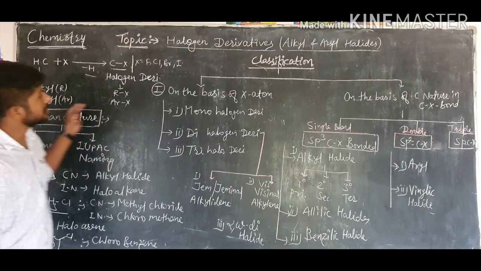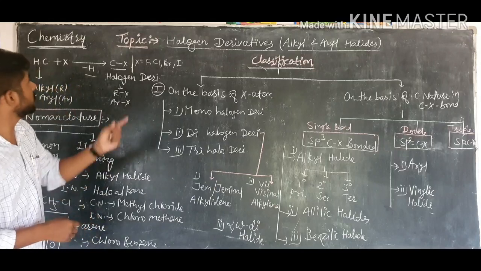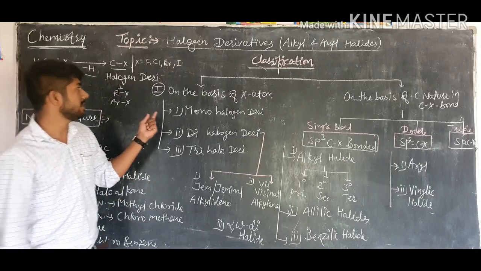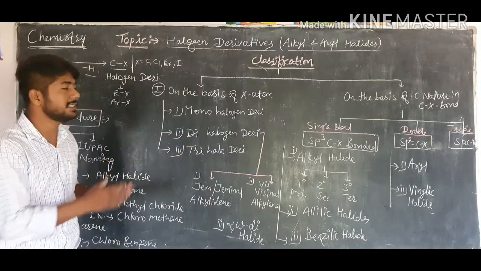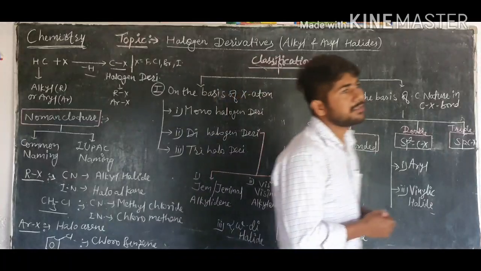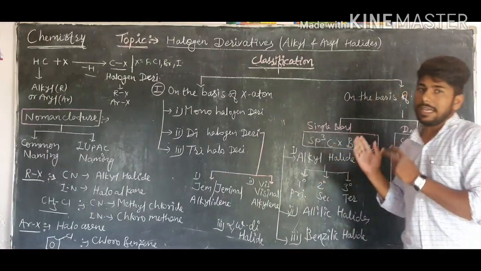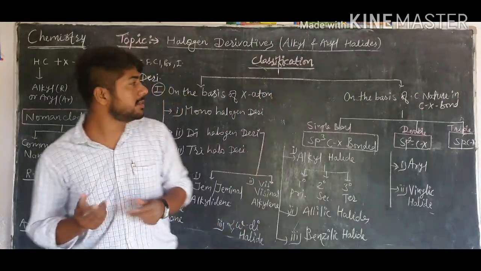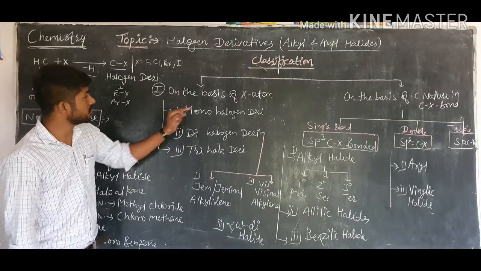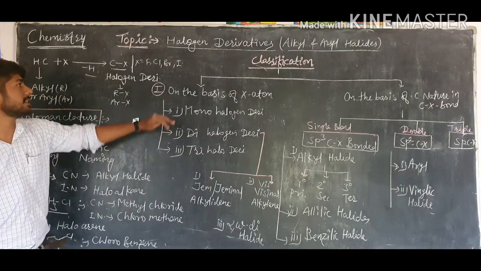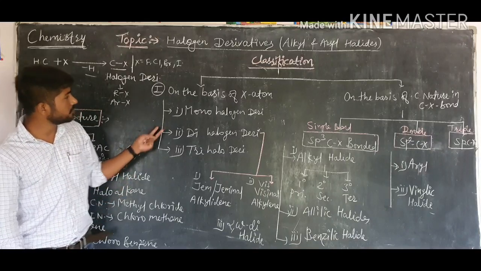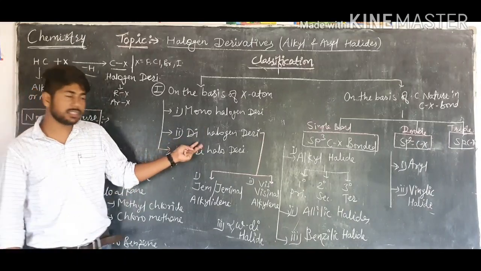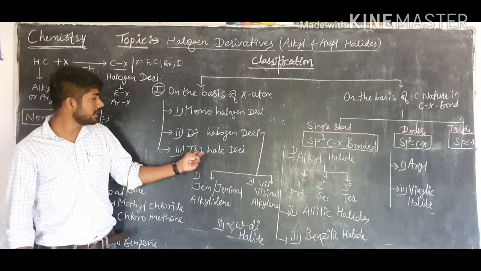After that, we discuss the classification of alkyl halides and aryl halides on the basis of two criteria. First is on the basis of the number of halogen atoms, and second is on the basis of the carbon atom attached to the halogen atom, that is, the hybridization of the carbon in the C-X bond. First, on the basis of halogen atoms, there are three types of halogen derivatives: monohalogen, dihalogen and trihalogen derivatives.